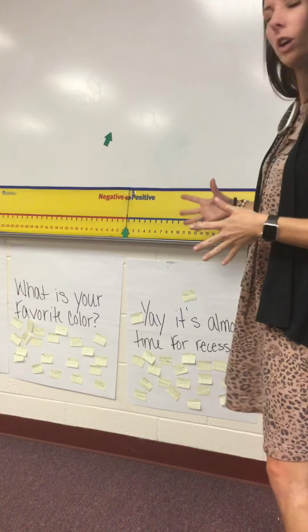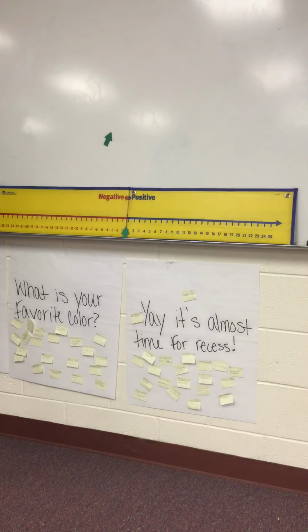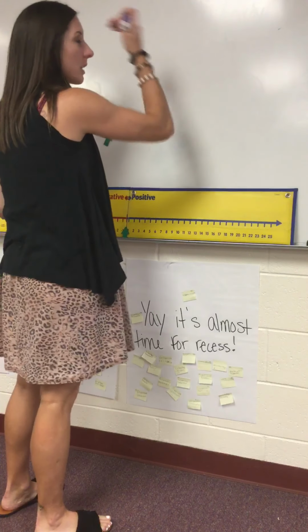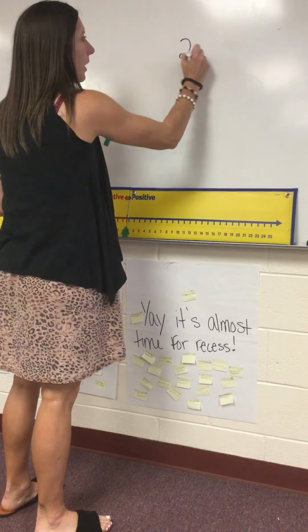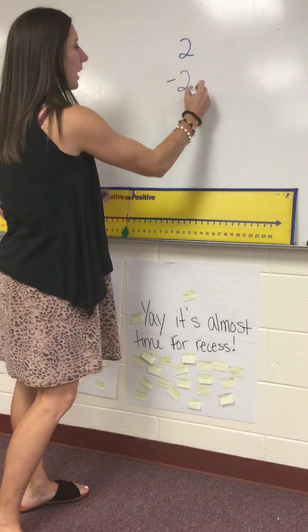So we're going to be talking about positive and negative numbers, and I think that most of you have probably heard of these or seen these. A positive number would just be like the number 2, it's positive. And a negative number would be like negative 2.